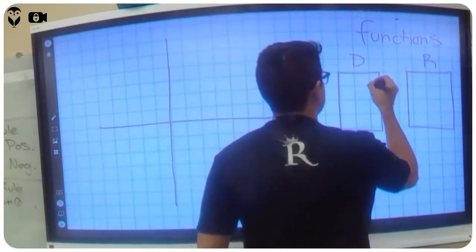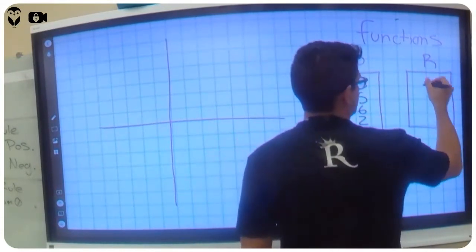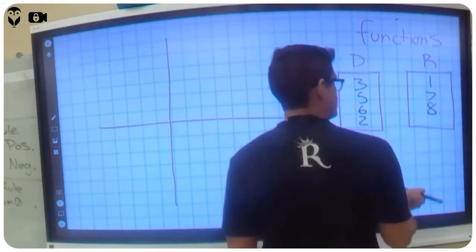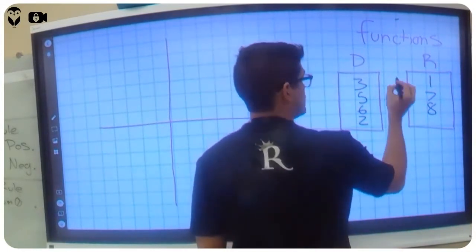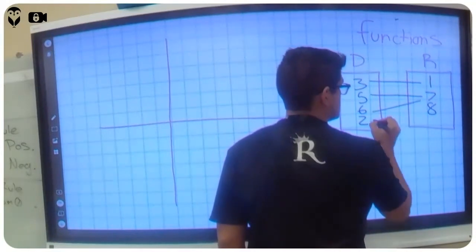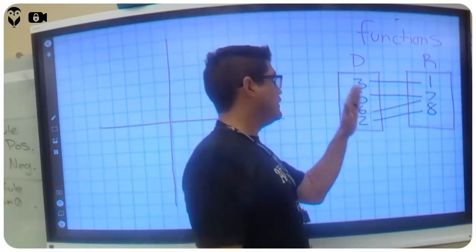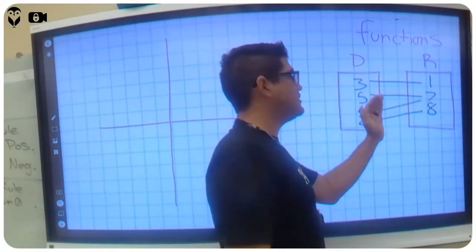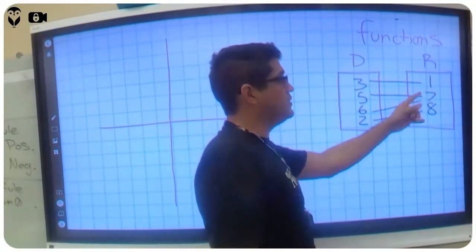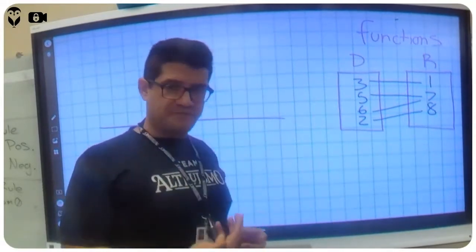So if you were looking at it in a map, so let's go 3, 5, 6, 2, and let's do 1, 7, 8, okay? So this is acceptable. Why? Because 3 only has one answer, 5 only has one answer, 6 only has one answer, and 2 only has one answer. But look, it has the same answer. That's fine. Okay, you got to think of an equation.